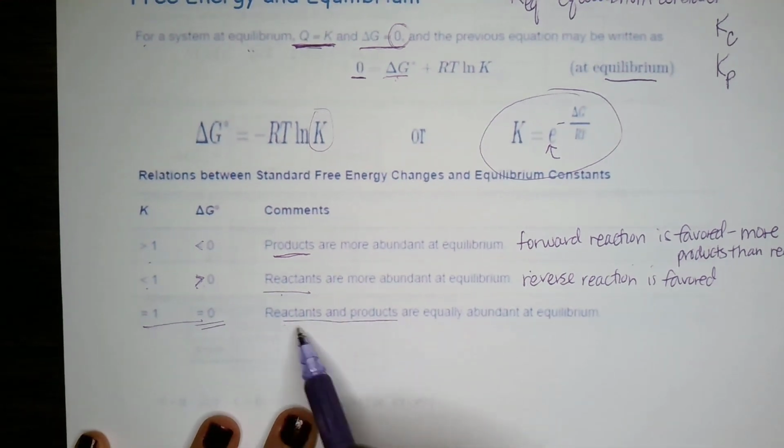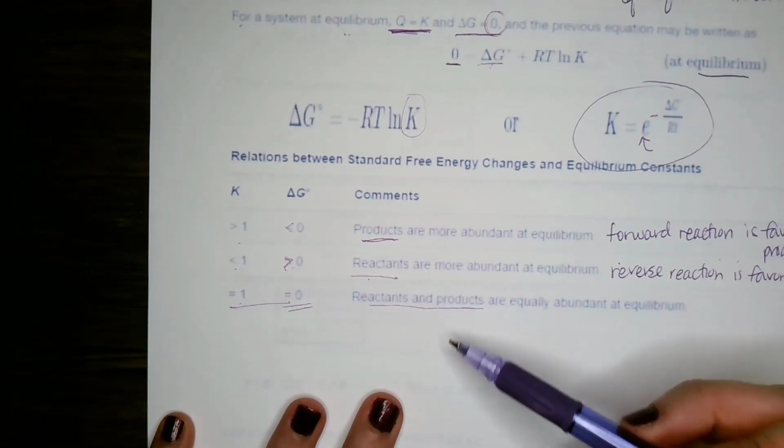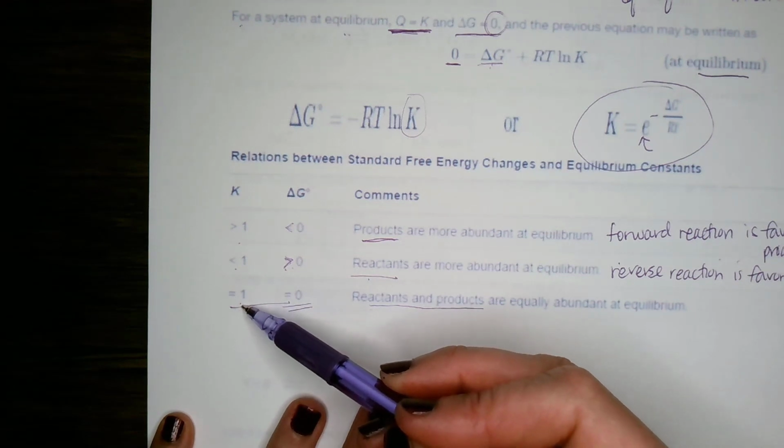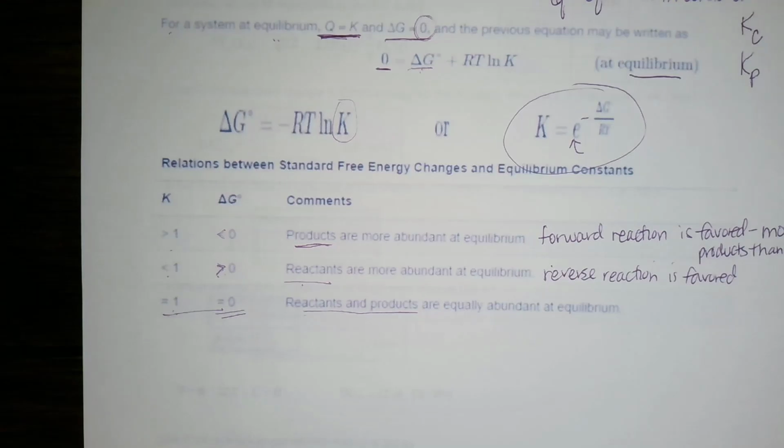And if they're equal, K is equal to 1, ΔG is equal to 0, we know that we have reactants and products equally abundant, right? That our products over reactants, if K is equal to 1, that we have equal amounts of both.